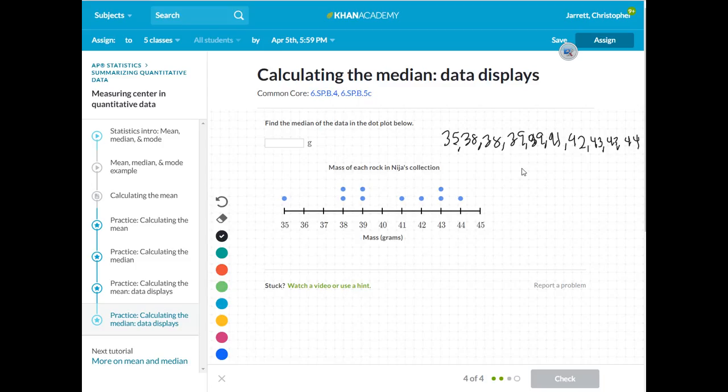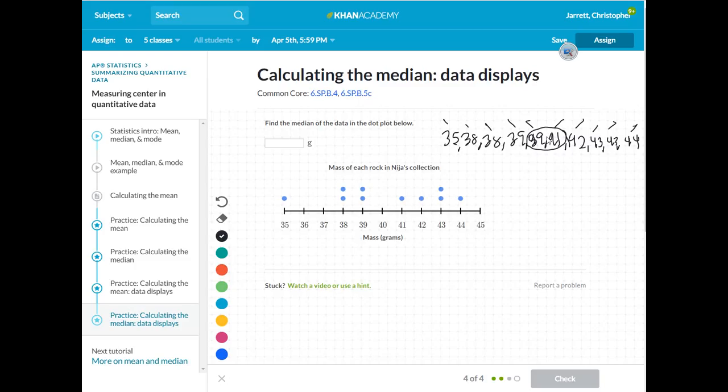Okay, so now if we count from the ends, we have 35 and 44. We have 38 and 43, 38 and 43, 39 and 42, 39 and 41. Since there's no single number in the middle, take the average of the two, 39 and 41. So it's really the number in between.